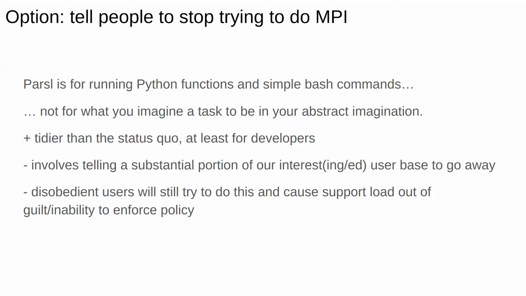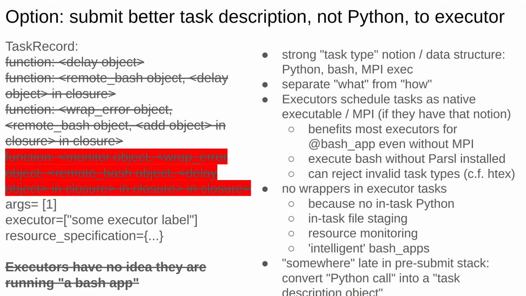So there's some technical options now. Okay, the first technical option is we don't submit this function, this big blob in red anymore. We replace that with some data structure that says, all right, I want to run a command line, or I want to run an MPI executable. So that looks a lot more like the radical task submission interface. So then the executors can see these tasks themselves. It will benefit most executors.